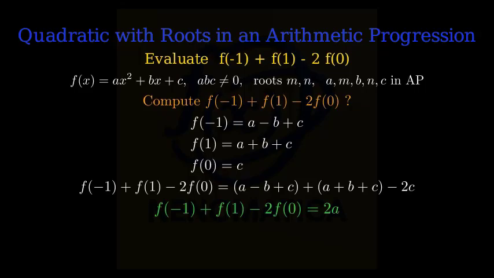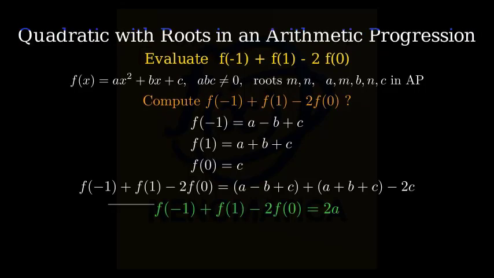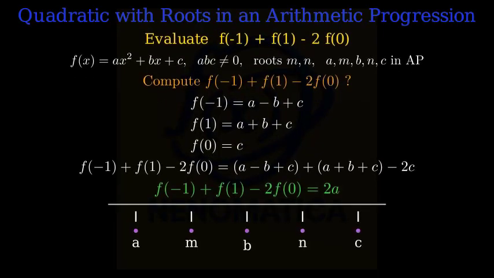Step 2. Use the arithmetic progression information. Here is a number line showing 5 equally spaced points, a, m, b, n, and c. In any arithmetic sequence, middle terms are averages of neighbors. So b is exactly the average of m and n. That means m plus n equals 2b.